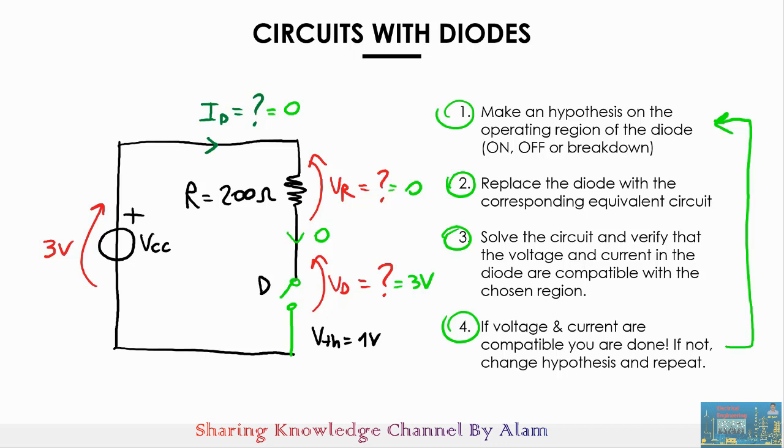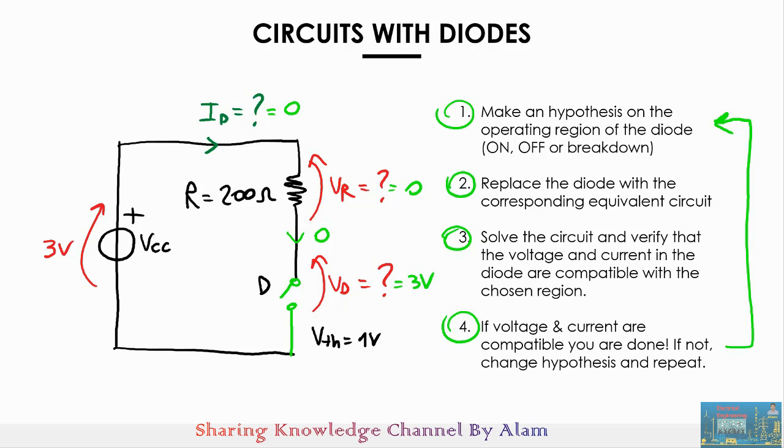In conclusion, we started assuming that the diode was off, but after we've gone through all the steps of the process and we have calculated what would be the voltage and the current through the diode if the diode were to be off in the circuit, we found out that those values of current and voltage were not compatible with the diode in the off region of operation. So that assumption was wrong and we have to start from scratch.